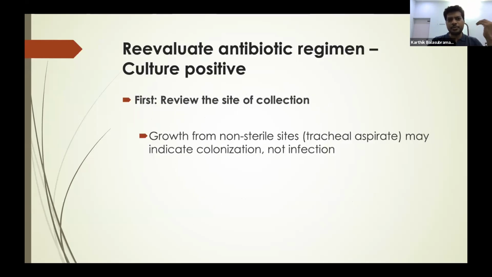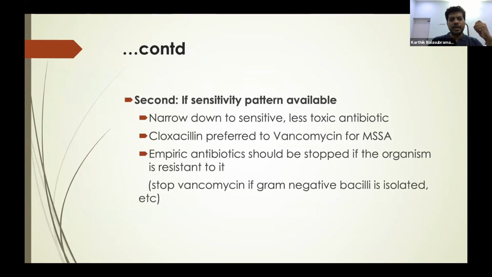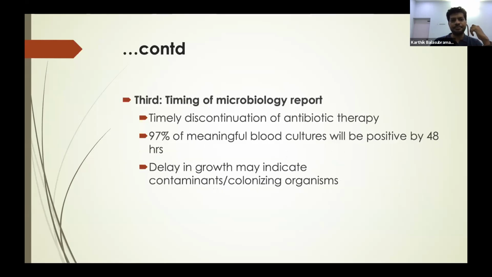Again, even if the culture is positive, you have to reevaluate your antibiotic regimen. First, look at the site of collection. Sometimes growth from a non-sterile site, for example a tracheal aspirate, may indicate colonization, not necessarily infection. So you have to take that into account before changing your antibiotic. And once the sensitivity pattern is available, narrow down your antibiotic and stop the empirical antibiotics to which the organism is resistant. Suppose you are isolating a gram-negative bacillus, then there's no point in continuing with vancomycin, because you may end up generating resistant organisms.